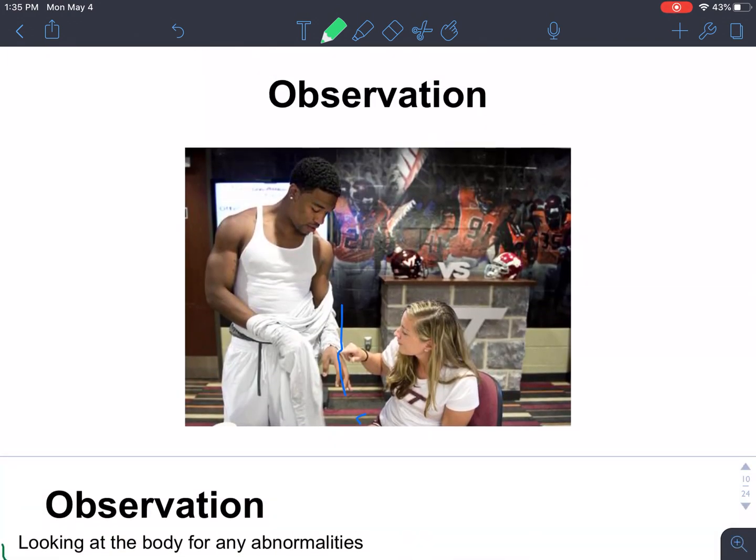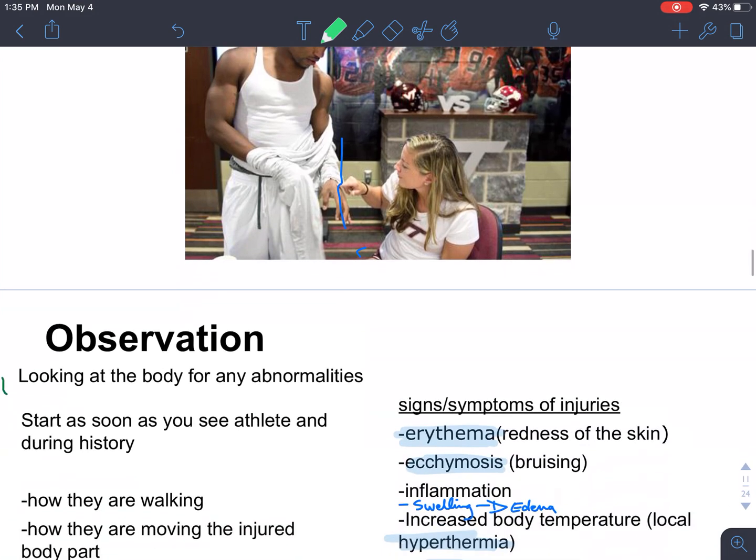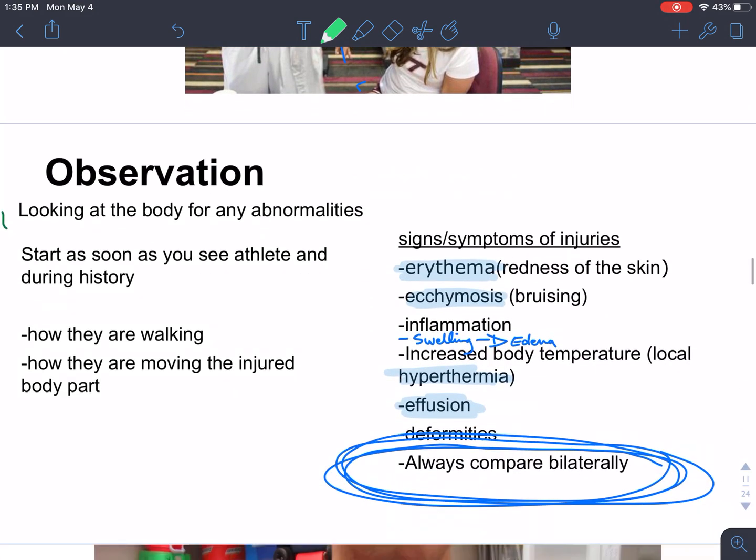Next step, observation. So observation technically could start as soon as you see the athlete, right? But it starts after you take a history. So things you're looking for: erythema is redness of the skin. Ecchymosis is bruising. Inflammation is swelling; the technical term is edema. Effusion is joint swelling.